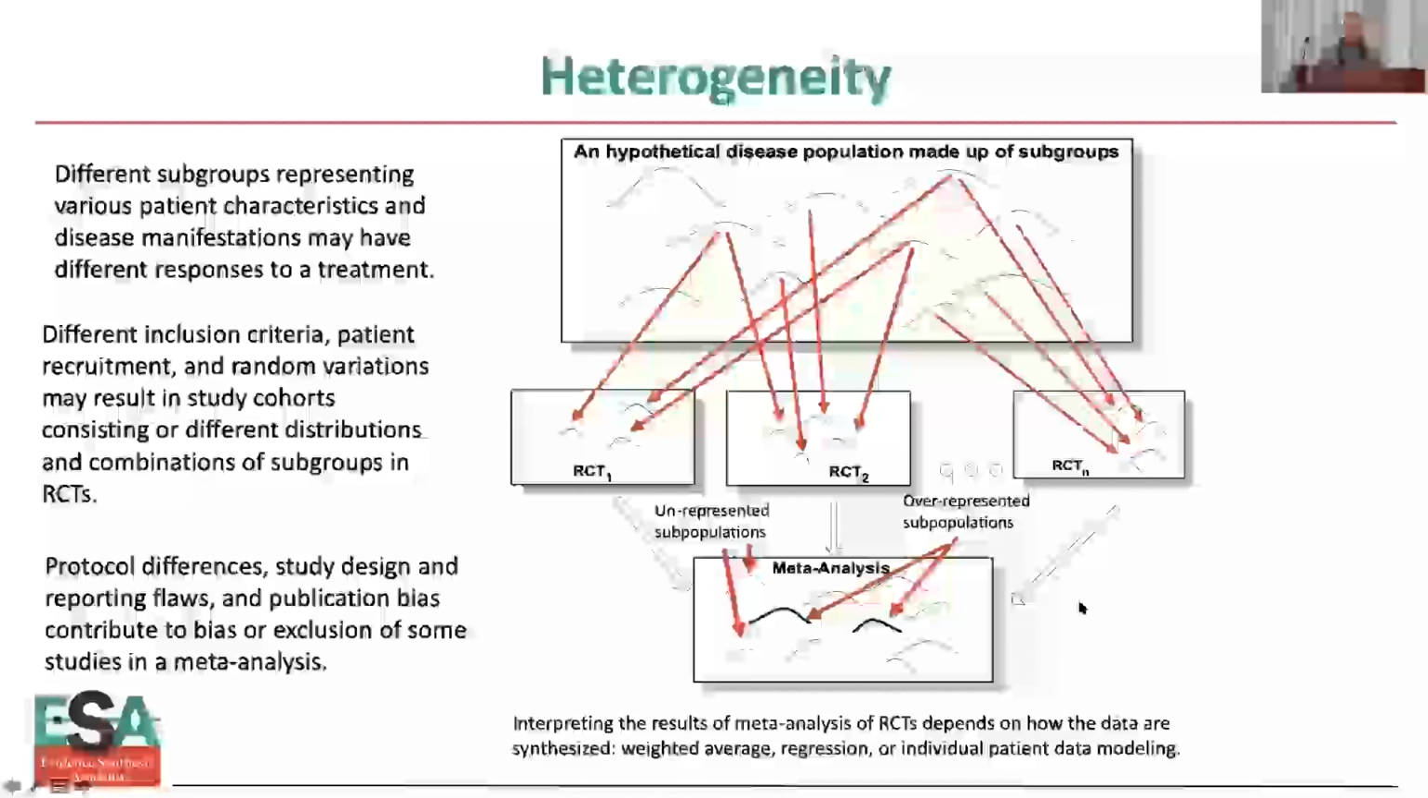So interpreting the results of the meta-analysis of these trials depends on how the data are synthesized, and we could do this in various ways, and we try to adjust for the way these things are sampled, but we really don't know how those studies are being sampled. So there's always some sort of measurement of uncertainty there.